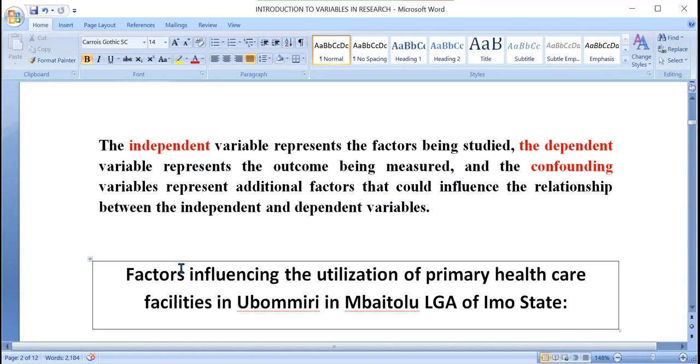When you manipulate the independent variable, what happens to the dependent variable? So then the confounding variable represents additional factors that can influence the relationship between the independent and dependent variables.